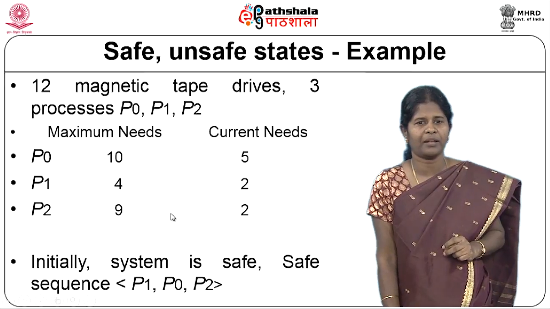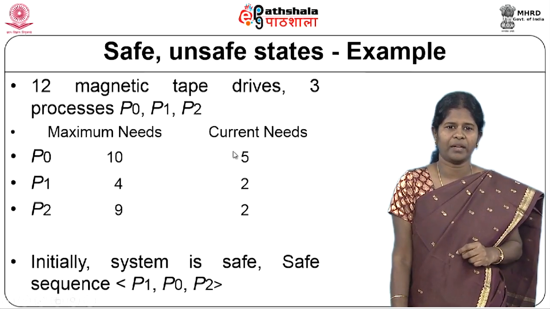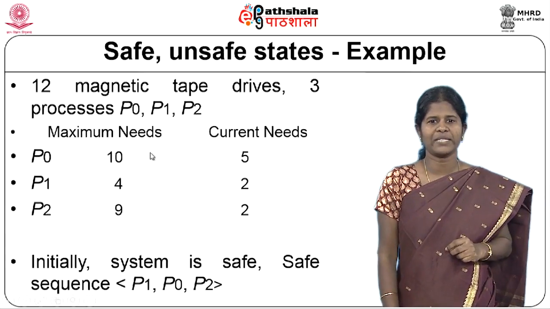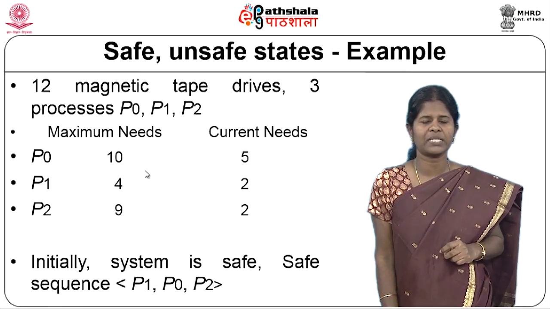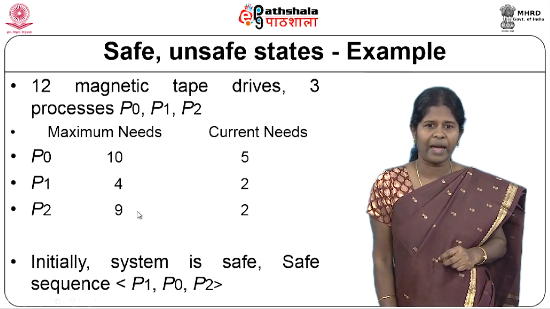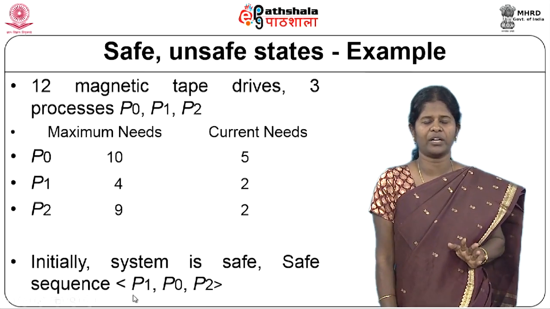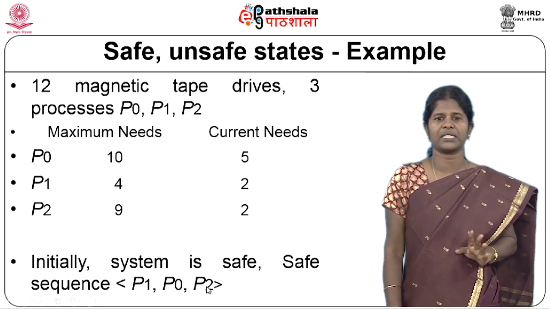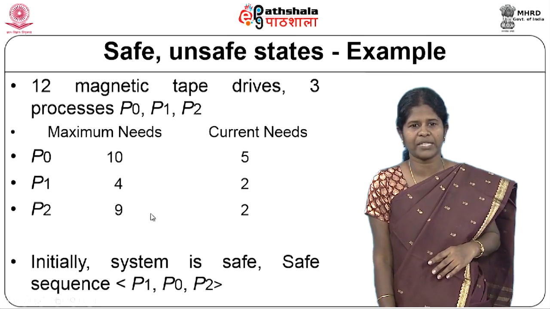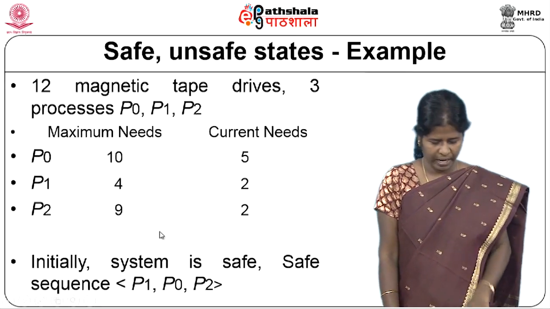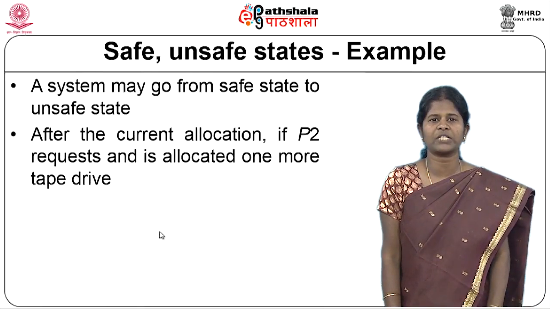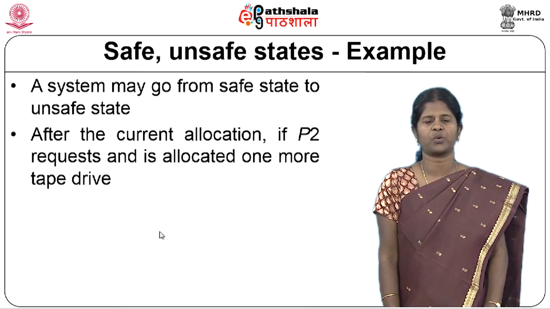Only 2 will be available, and then what happens with the remaining resources? How do we satisfy the needs of the other processes? Will the system be in a safe state or will the system go to an unsafe state? As of now we have seen that if the order P1, P0, P2 is followed, then the system can be in a safe state. But now the system may not be in a safe state, it may move to an unsafe state. So, it is possible for a system to go from a safe state to an unsafe state.